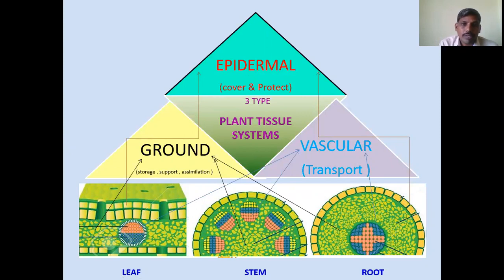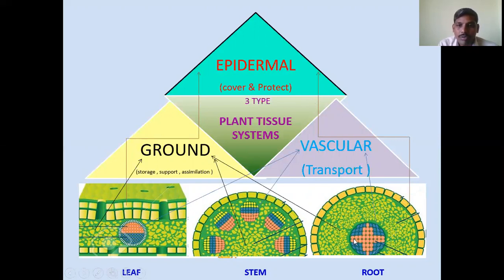For example, the epidermal tissue system is present in all organs, just like leaf, stem, and root. Each organ's outermost layer is covered by the epidermal tissue system only. So the entire parts of the plant are covered by the epidermal tissue system. That's why this yellow color region of the leaf, the stem, as well as the root, is protected from the external environment by this one kind of tissue system, that is the epidermal tissue system.